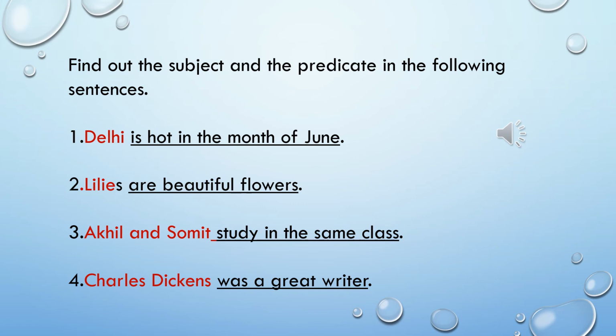Now frame a question. Who study in the same class? Answer is Akhil and Sumit. So the subject is Akhil and Sumit. Now the last sentence is Charles Dickens was a great writer. The verb part is was a great writer. So the predicate is was a great writer. Now ask a question. Who was a great writer? I know your answer is Charles Dickens. So the subject is Charles Dickens.